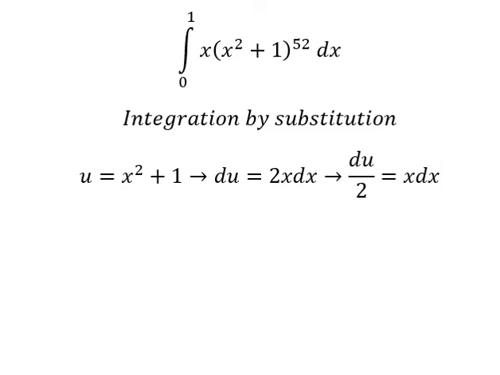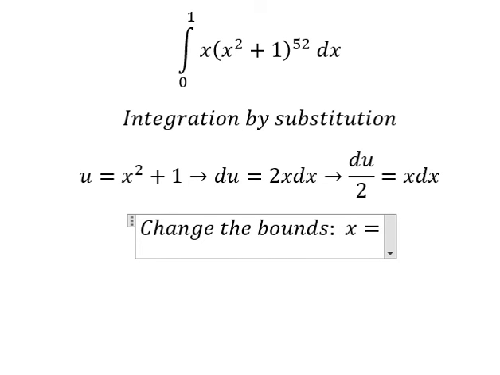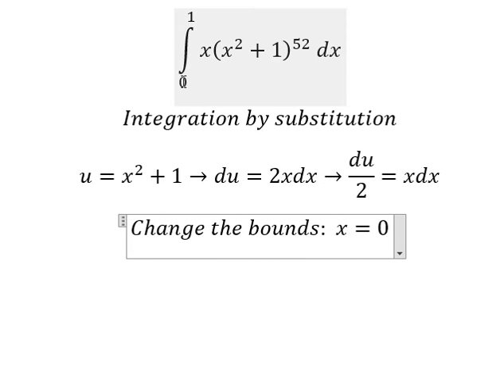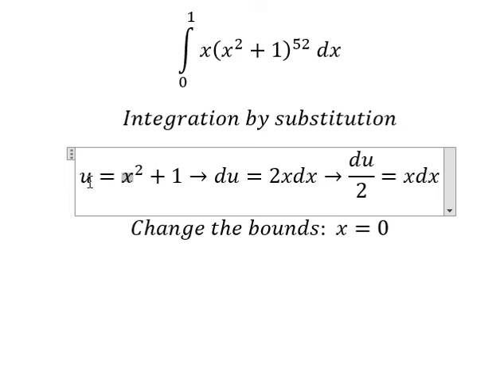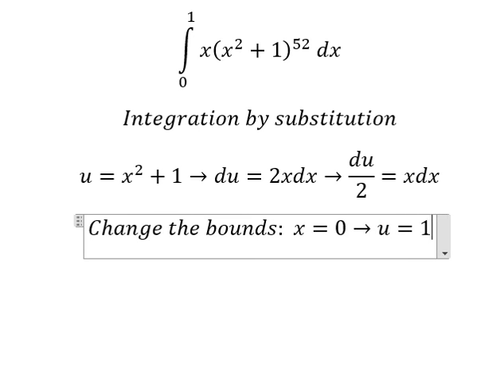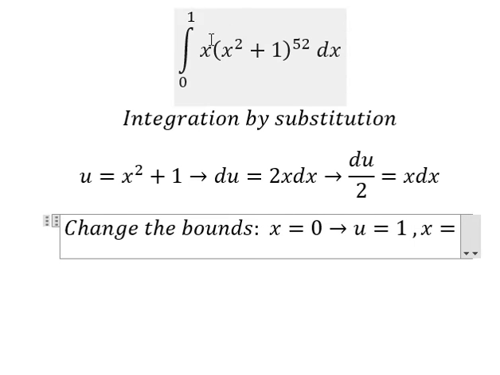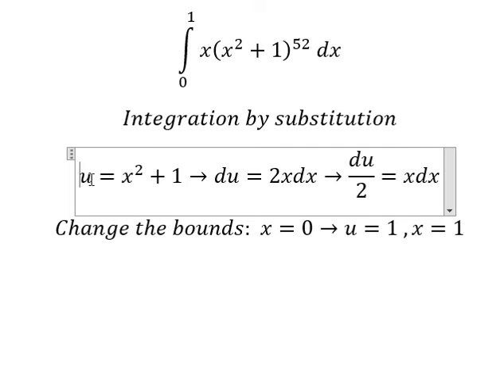Next, we need to change the bounds. When s equals 0, we put 0 in here, and we can find the value of u. So u equals 1. When s equals 1, we put 1 in here to find the value of u. So u equals 1 squared plus 1. We have 2.